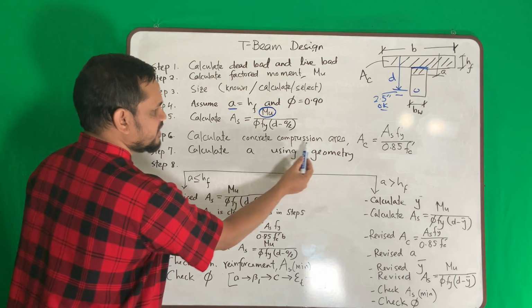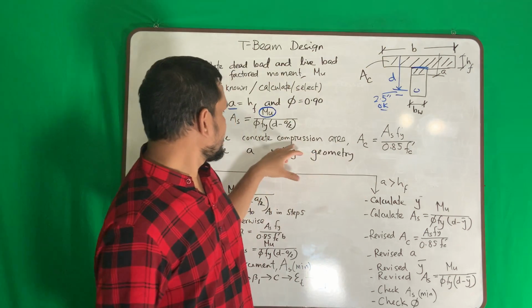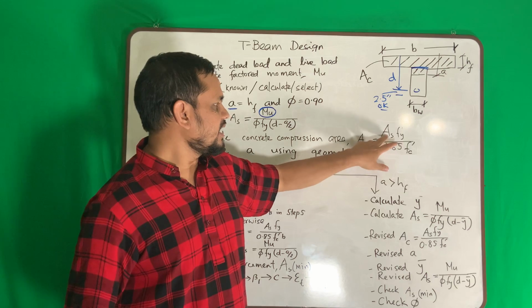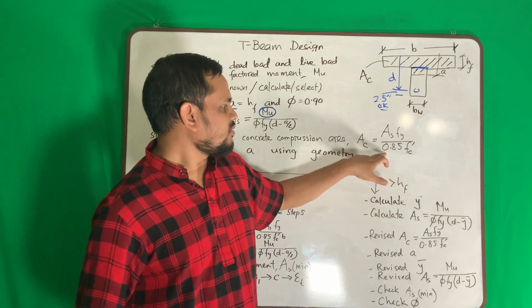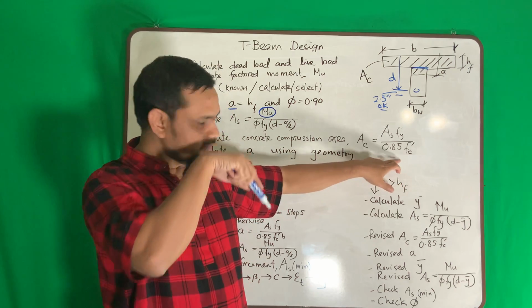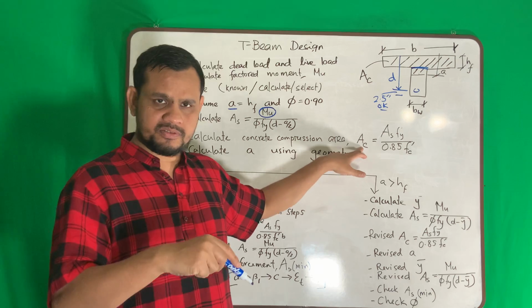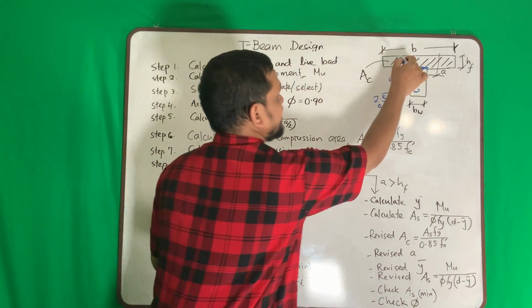Calculate the concrete compression area, AC. That means we are now calculating the compression area, the entire area. As fy is the tension here, compression here: compression stress times the area. So this AC means the entire area.